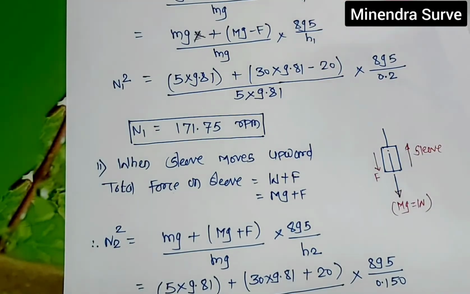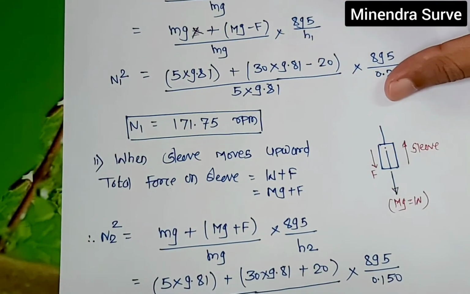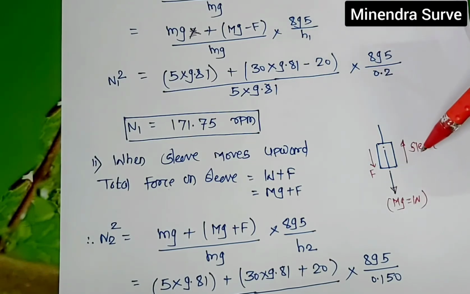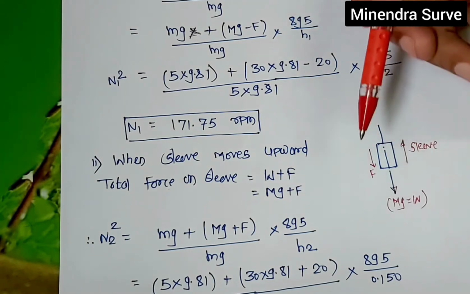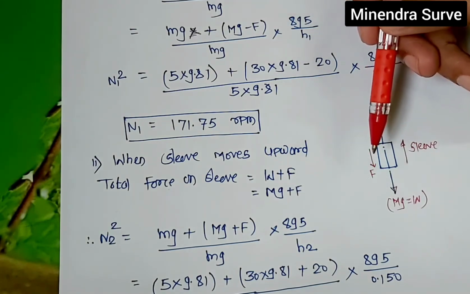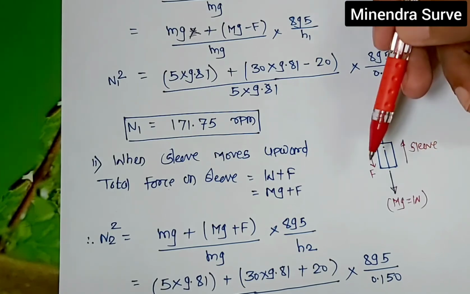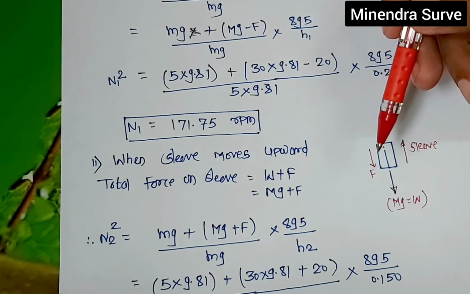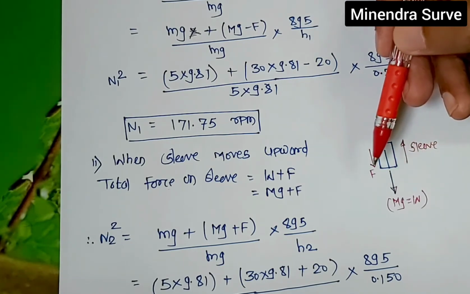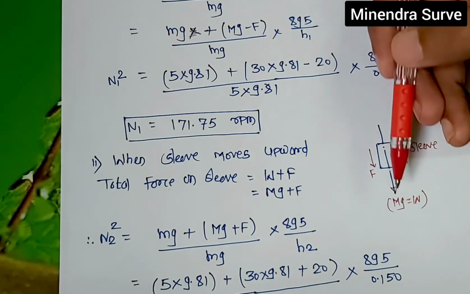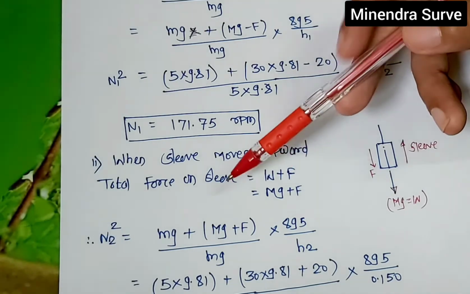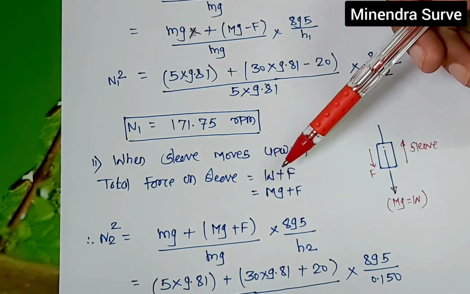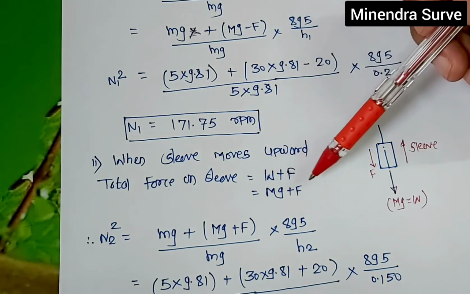Now we have to calculate N2. How will we calculate N2? Now your sleeve is moving upward. When the sleeve moves upward, the frictional force is acting downward. Why is frictional force acting downward? Because frictional force exists opposite to the motion. So here the frictional force is acting downward, and the total weight of the sleeve is also acting downward. Both directions are the same, so we can sum them. So total force on the sleeve is W plus F, that is mg plus capital F.